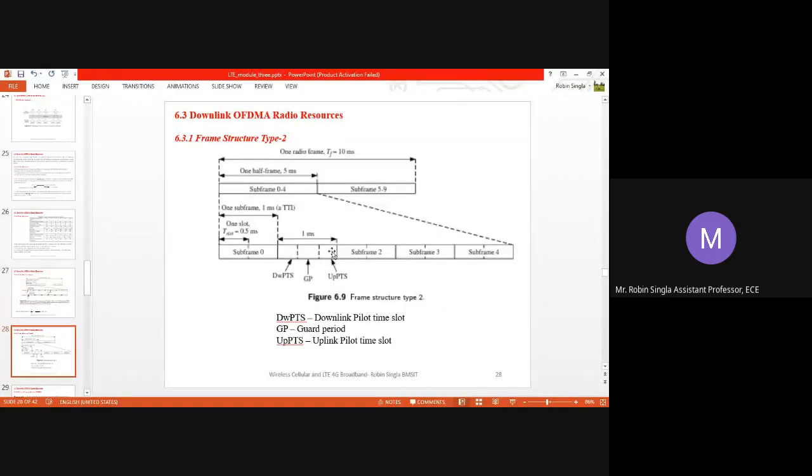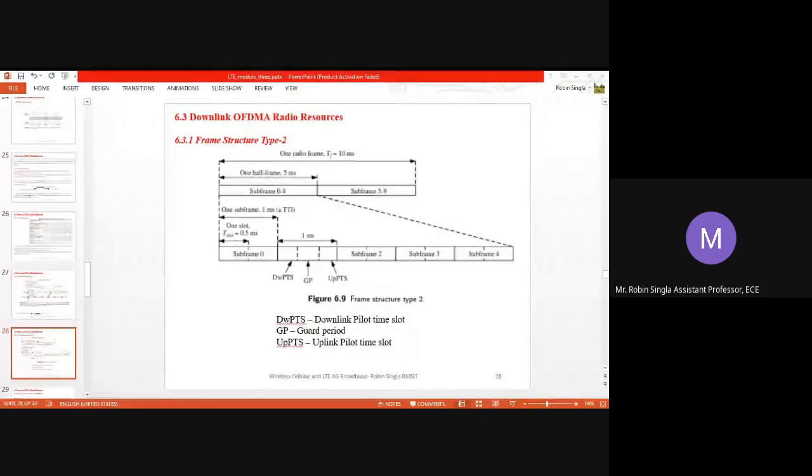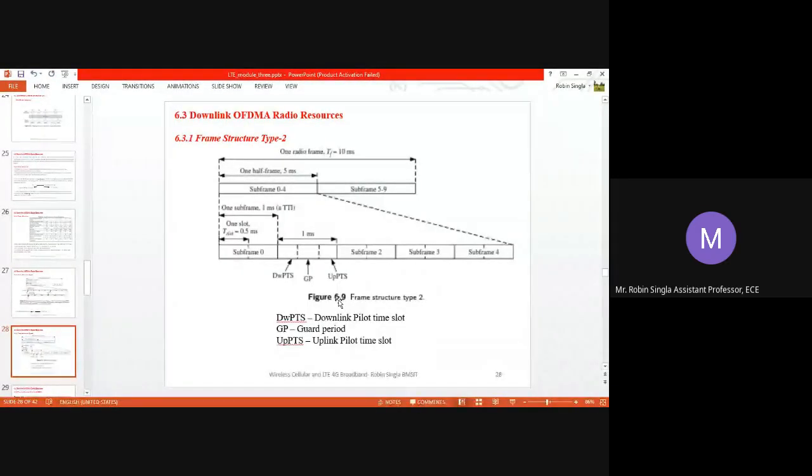And this is frame type 2, which is used in TDD mode. So the only difference is in the subframes. They have added 3 more things: one is downlink pilot time slot, guard period, and uplink pilot time slot. Okay.